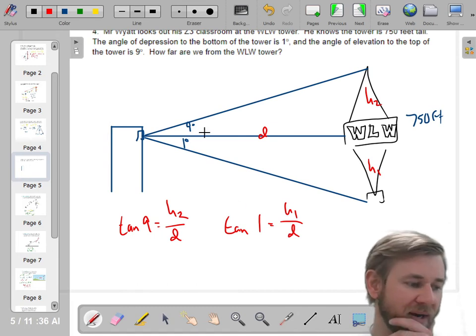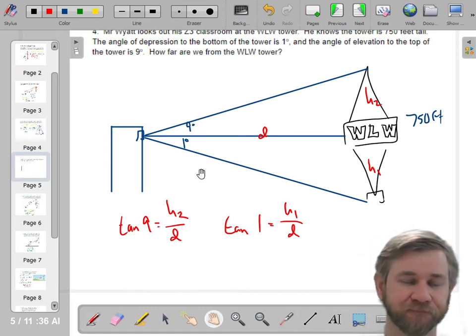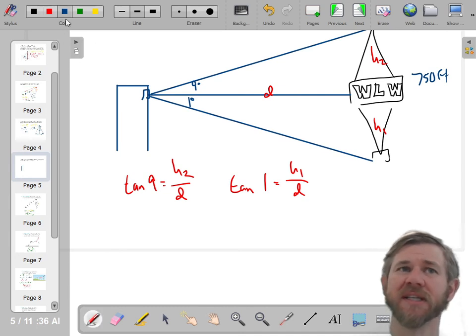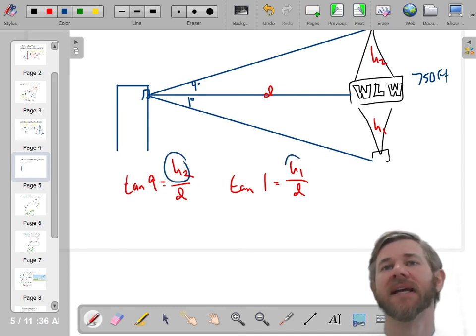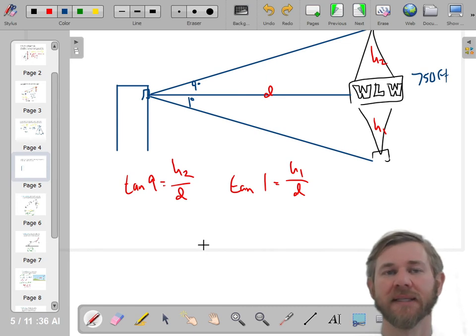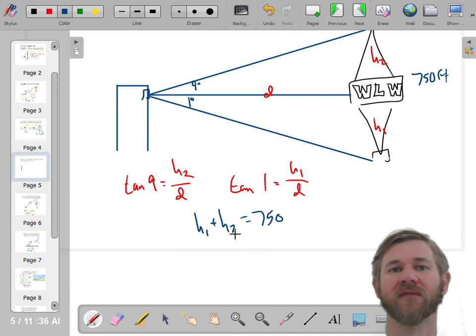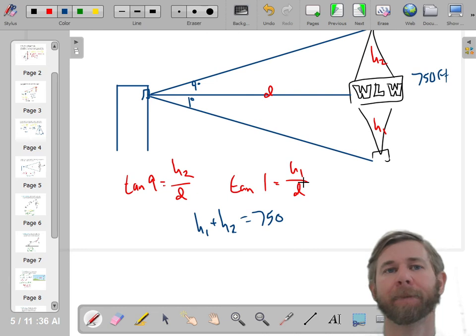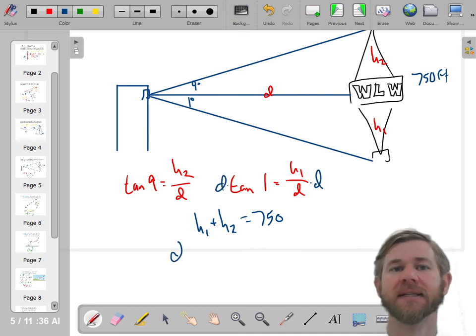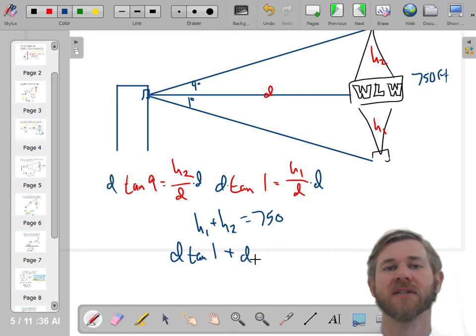So this is going to be one where we're going to have to create a little system again. But I do know H1 plus H2. So when I get H1 plus H2 is 750, I'll be able to build an equation pretty easily. I'm basically starting with this idea. I know that they add up to 750. And now I know something about H2 and H1. I don't know why I wrote them in that order. Maybe it's because it's top to bottom. But H1, if you multiply both sides by D, you get D times tangent of 1 plus, same thing here, D times tangent of 9. And those add to 750.